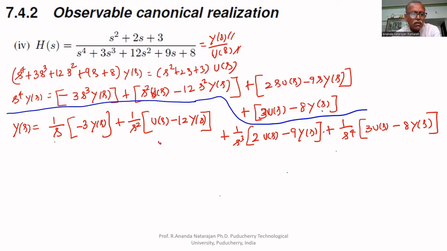Here number of integrators equal to 1. Here number of integrators 2. Number of integrators 3. Number of integrators 4. That's all. Let us assume that y of s is available. Similarly, let us assume that u of s input is available.